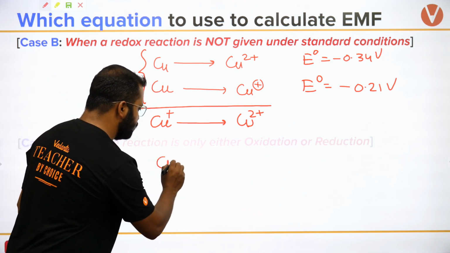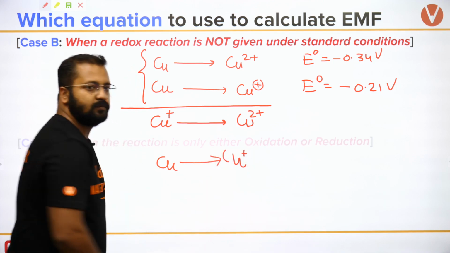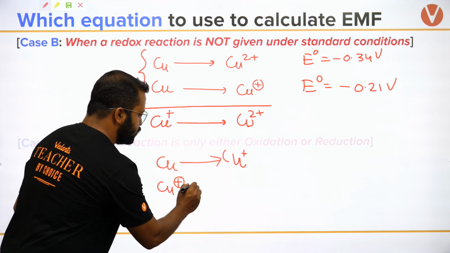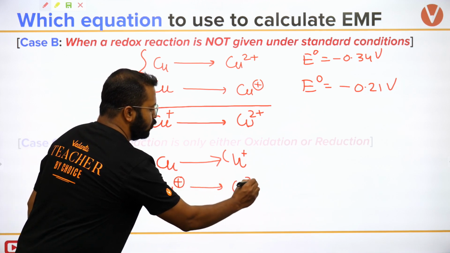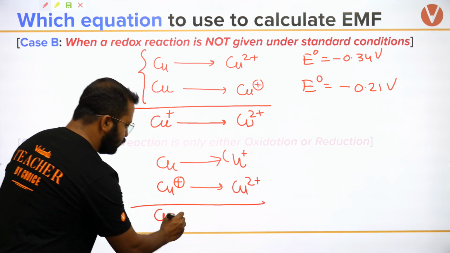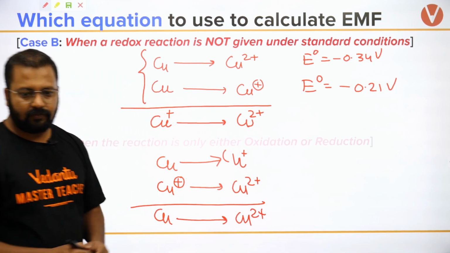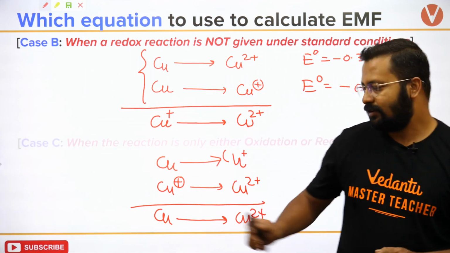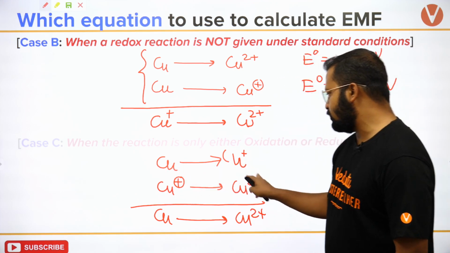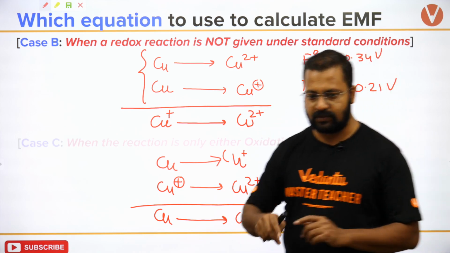Why? How would you do that? You will write it in a systematic manner. Cu changes to Cu plus, Cu plus changes to Cu2 plus. If you add both of them, what would you get? Cu changing into Cu2 plus. Okay? Cu changes to Cu plus, Cu plus changes to Cu2 plus. The overall reaction will be written like Cu changes to Cu2 plus. Okay?